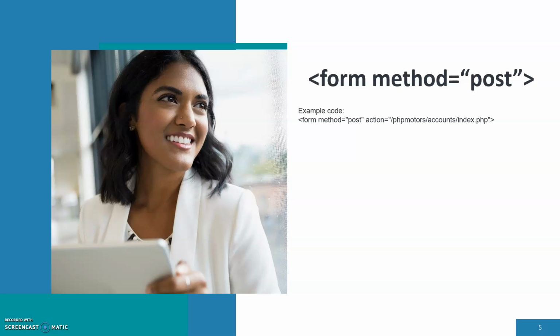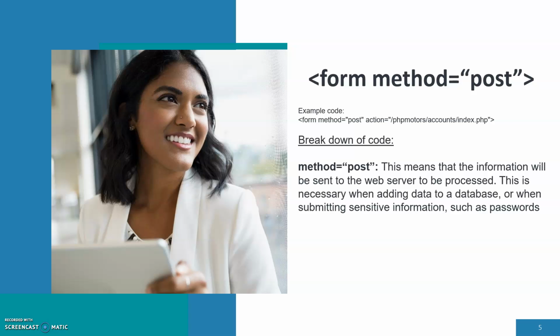The post method would be written as form method equals post, action equals URL or path. Let's break down the parts of this code. Method equals post means that the information will be sent to the web server to be processed. This is necessary when adding data to a database or when submitting sensitive information such as passwords.